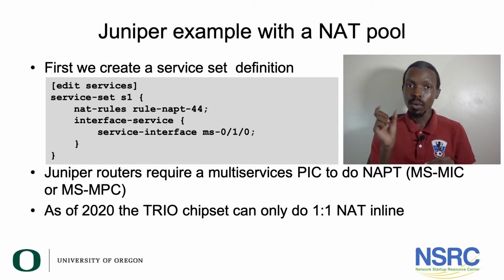You specify which NAT rules you're going to use, and you specify the services interface that you're going to use. Junipers can only do one-to-one NAT inline on the interface cards, otherwise you need some sort of services hardware to do things like NAPT. This causes an error message if you don't have the services interface installed.